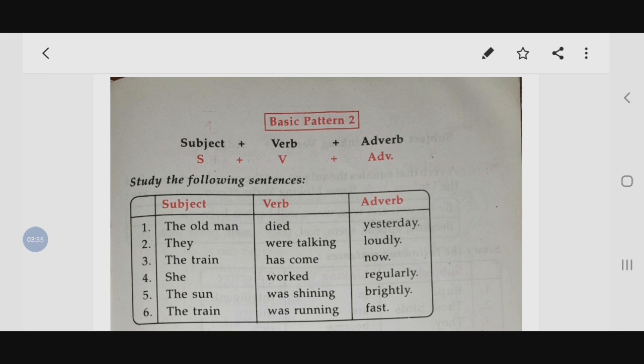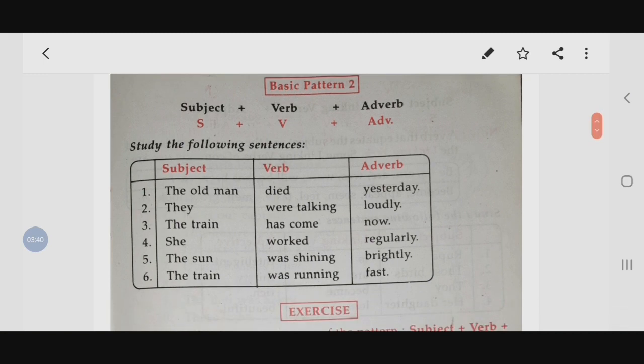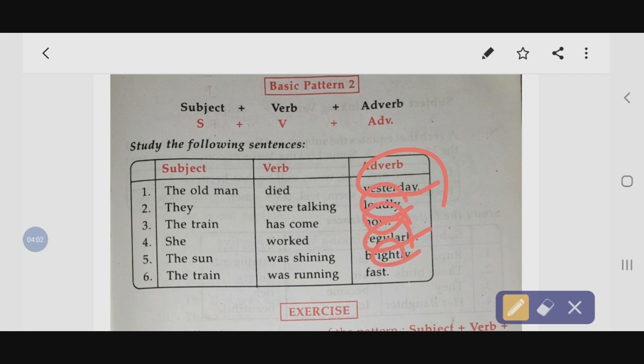The old man died yesterday. They were talking loudly. The train has come now. She worked regularly. The sun was shining brightly. The train was running fast. Okay. Yesterday is an adverb of time, loudly is an adverb of manner, and so on. These are the adverbs. So this is the second basic pattern, subject plus verb plus adverb, or we also call it adjunct. Okay. SVA.